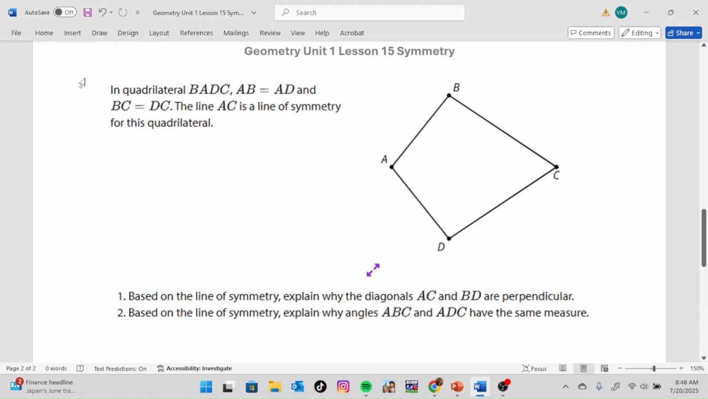Practice problem number 2 in lesson 15 is the last one that we'll do. Once we complete it, we'll go back, review that learning target, and we'll finish out the lesson.